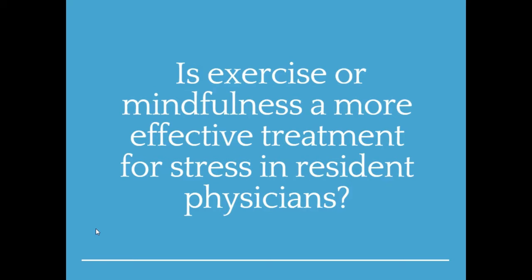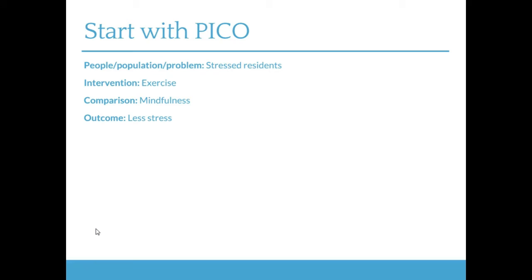So our intervention could be exercise and our comparison could be mindfulness. Which one relieves stress better? Maybe a 30-minute run on the treadmill or maybe a 30-minute meditation session. And then our outcome, that's pretty clear, right? We want less stressed out residents, right? Okay, so perfect. We have our PICO. We are ready to go to, well, here's just a review. So stressed residents, exercise, mindfulness, and less stress.